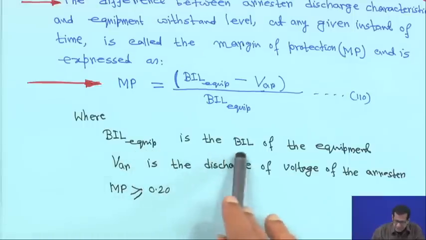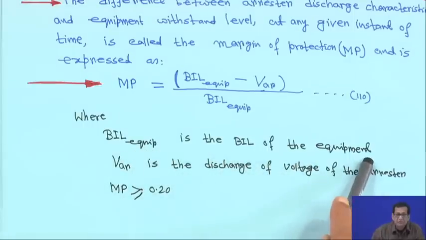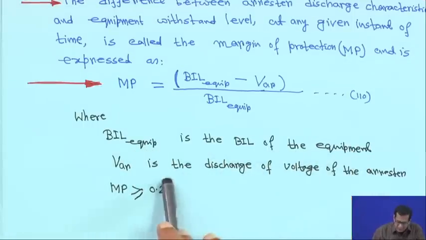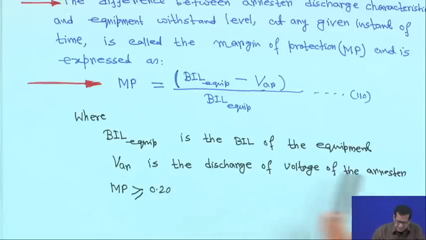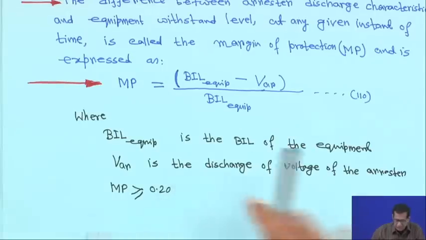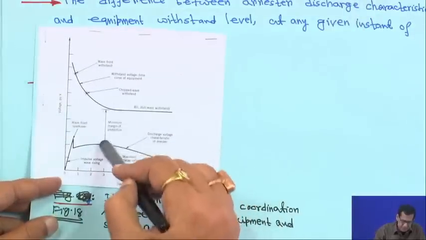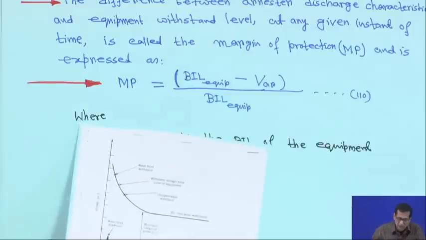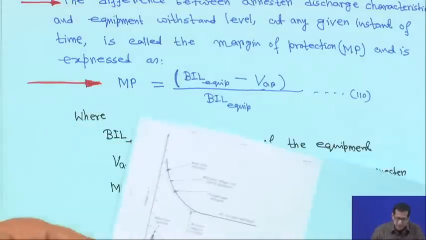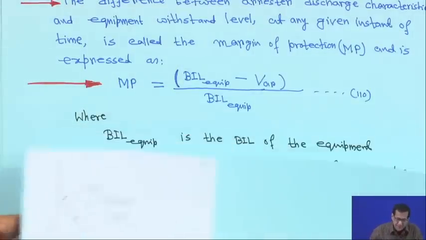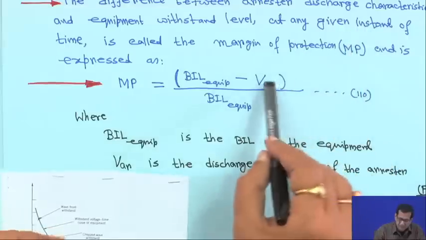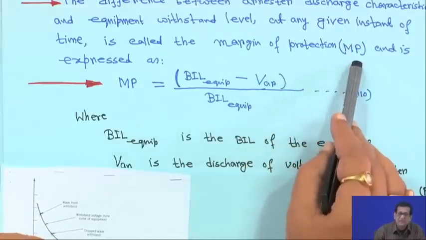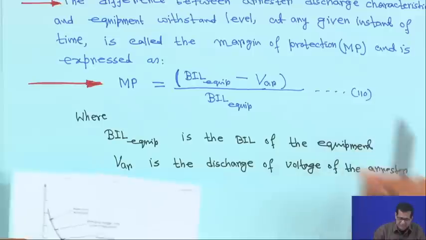BIL equipment is the BIL of whatever equipment you are testing, and VR is the discharge voltage of the arrestor. Generally MP is greater than or equal to 0.20. The difference between the arrestor discharge and the withstand level is called the margin of protection. In short, they call it MP, the margin of protection.